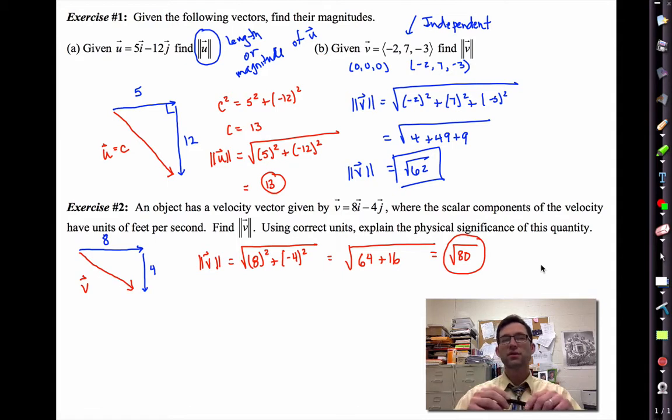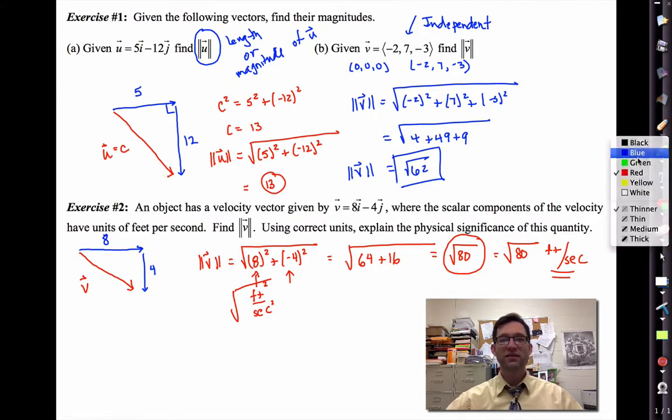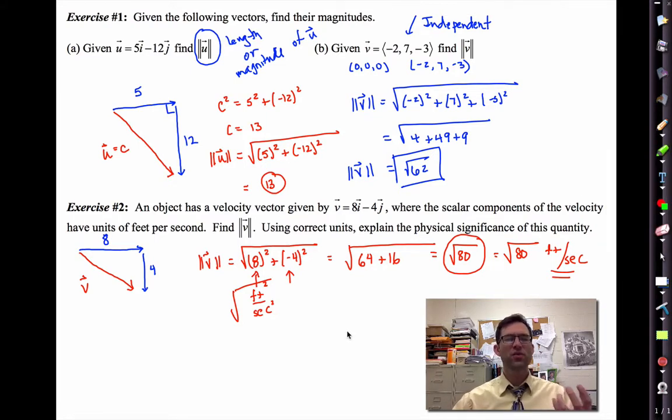Now the question is, what are the units, and what does it really mean? Remember, you can track units, so let's keep track of this. That 8 was in feet per second, but then we squared it, so we got feet squared per second squared. Now we also added another feet squared per second squared, but ultimately we take the square root, and we have root 80 feet per second. So the units are the same units of velocity. But what is root 80 feet per second? What physical significance is that?